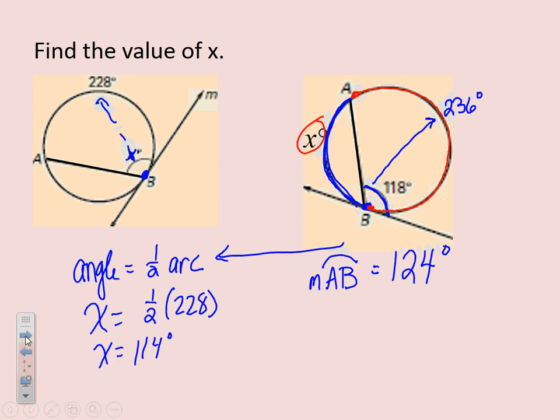Okay, so we're going to be using that chart to figure out those angles or to find pieces of circles, and we need those relationships, okay? So keep that chart as a good reference. We're going to be able to use that in the future, and thank you for taking good notes.